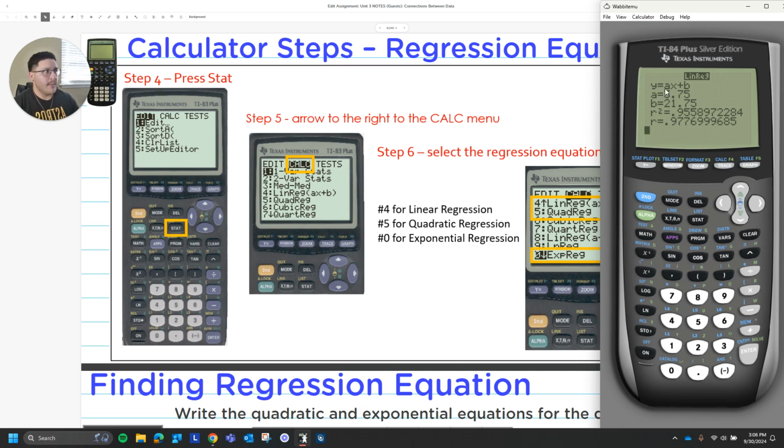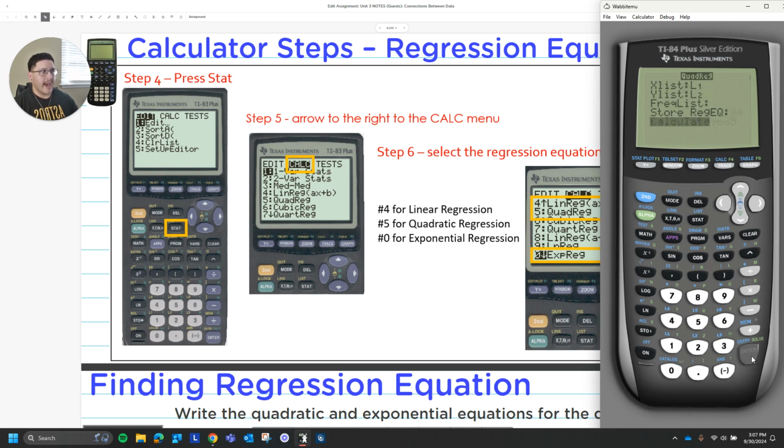Now remember, A and B are what you're replacing. So it calculates A for you and it calculates B for you. So you would use those numbers to replace A and B and then create your equation. Same thing with everything else that we're about to do. So let's say we don't want linear regression. We instead want quadratic regression. So we want to do the following. Click Stat, go to the right to Calc, and then go to option 5 for quadratic regression.